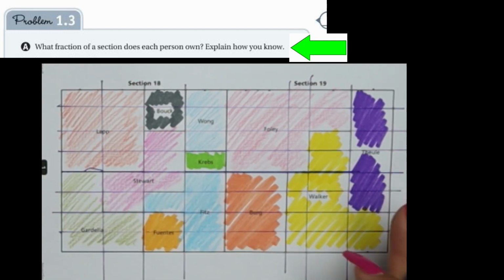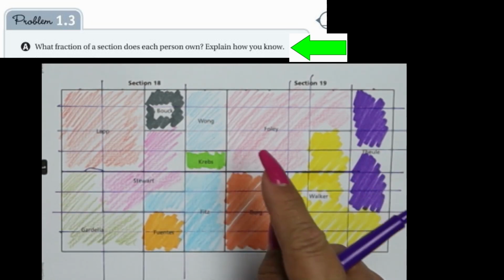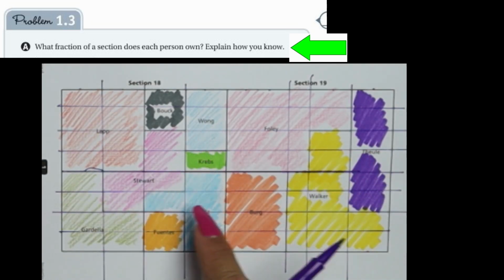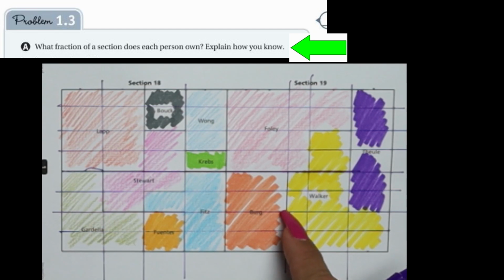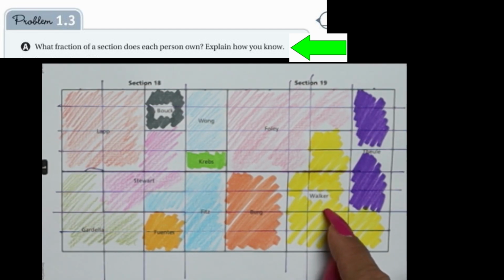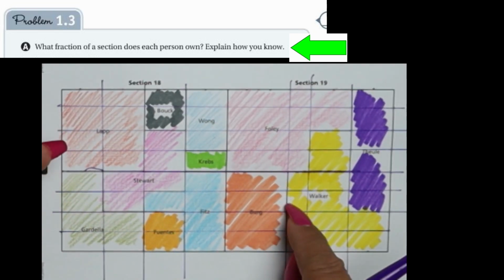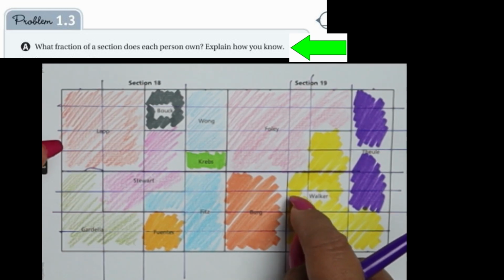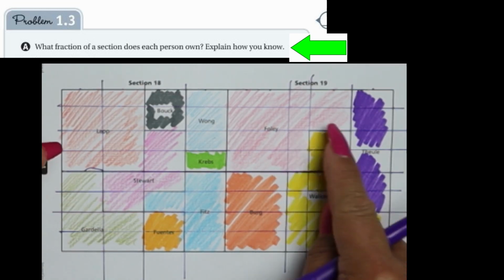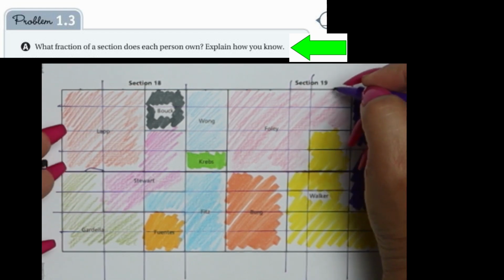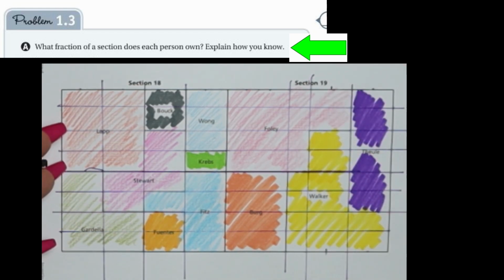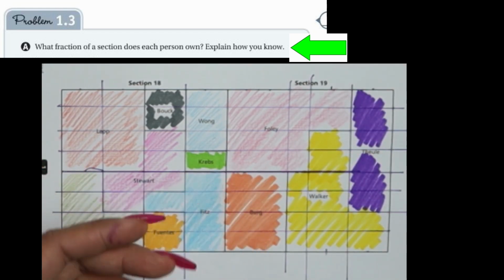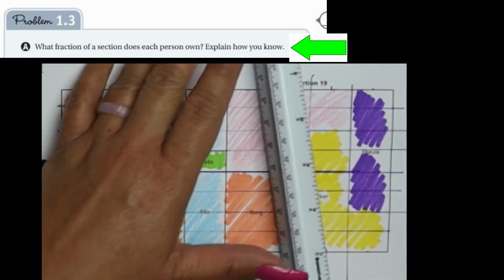Okay, so I extended all of the lines. And as you can see, some of them are smaller than the others. So what I need to do is get them to the smallest denominator, which is this size. So when I'm looking at this one, it looks like this is in half. It will be equal to the smallest denominator.